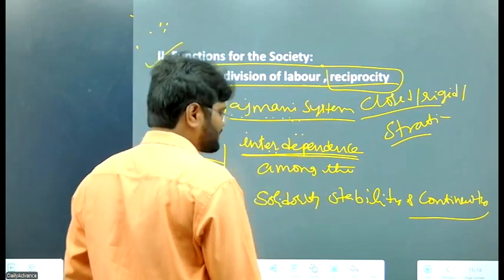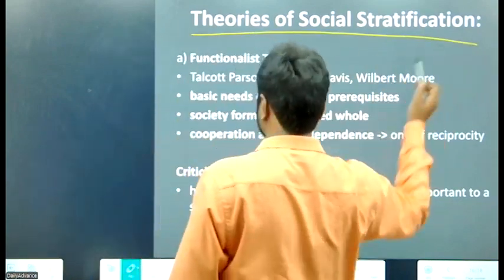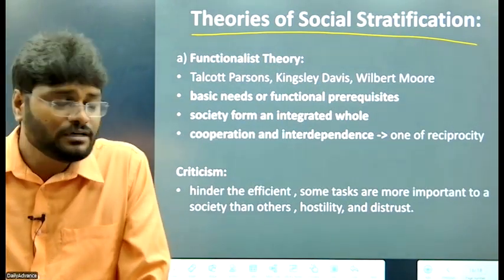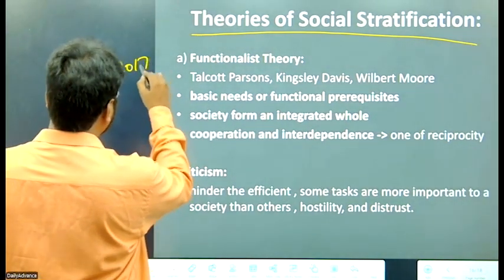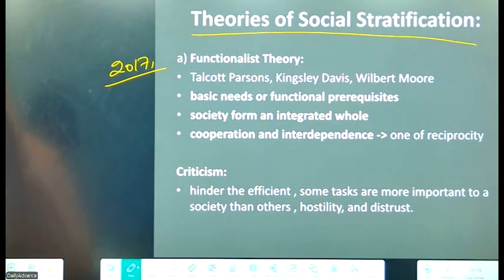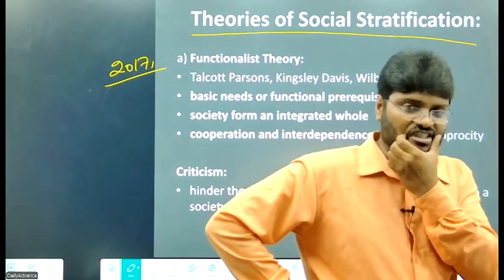So now we will move to the last dimension, theories of social stratification. Discuss various approaches to the study of social stratification, which came in the exam in 2017 for 20 marks. So there are three theories: functional theory, Marxist or conflict theory, and the third theory is the anthropological approach to studying social stratification.